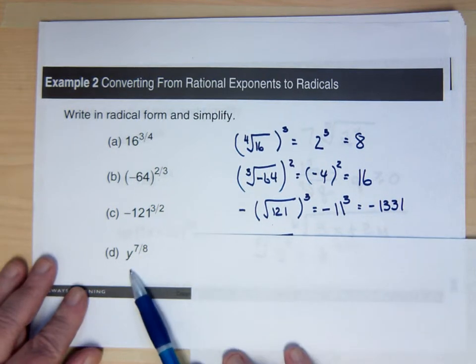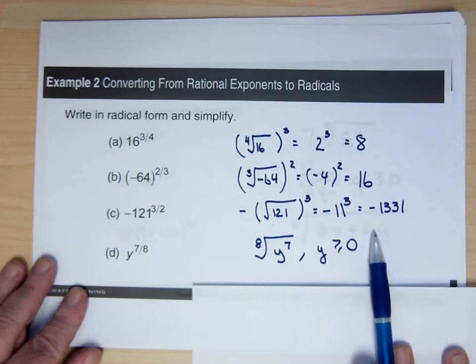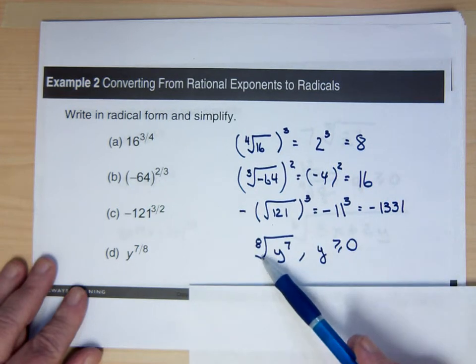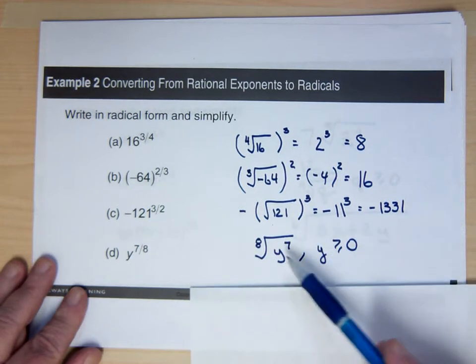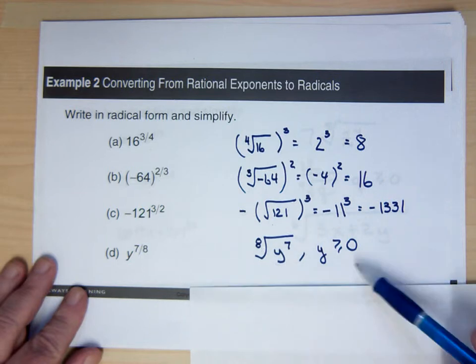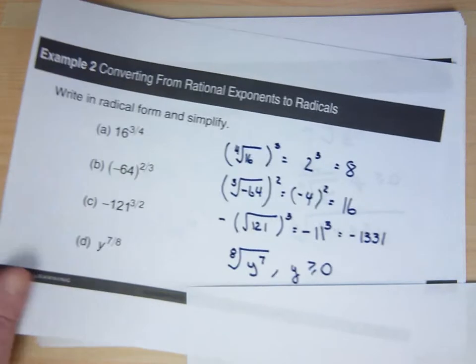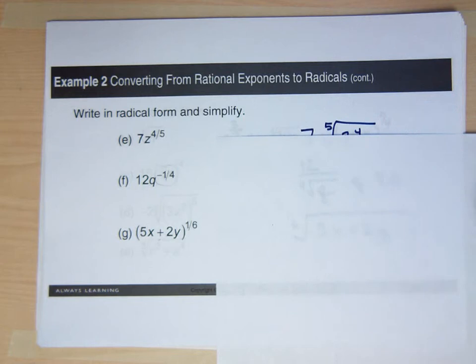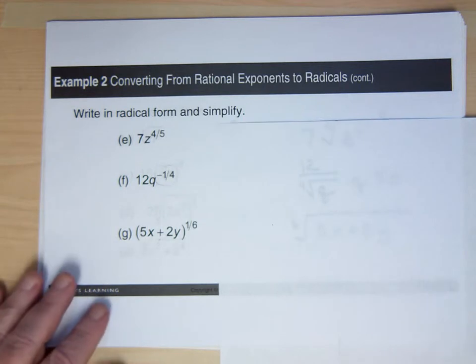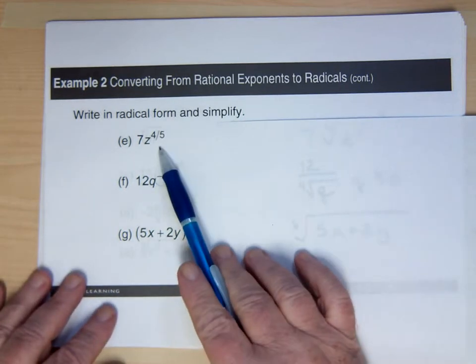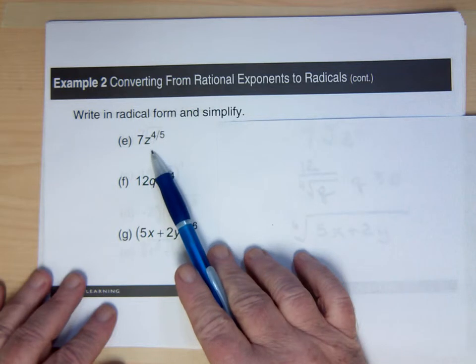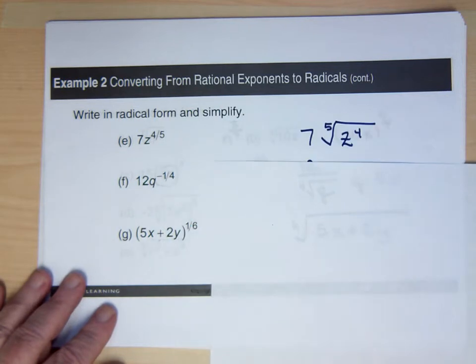Now here we're going to take the 8th root of x to the 7, but since that is an even root we're taking, we must insist that x be bigger than or equal to 0. Here we're supposed to write in radical form and simplify. If 4/5 is the exponent, then the base is z. So this is going to be 7 times the 5th root of z to the 4th.